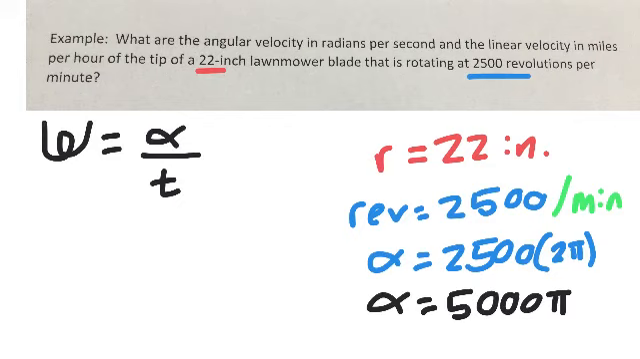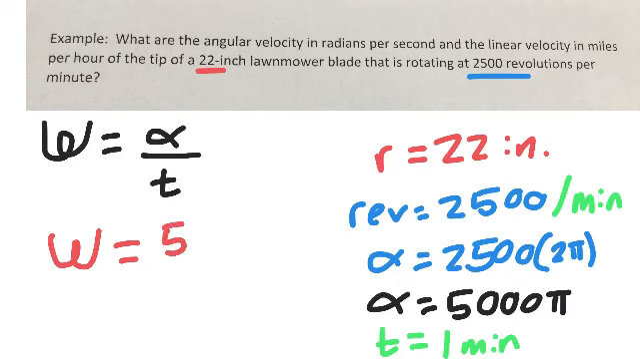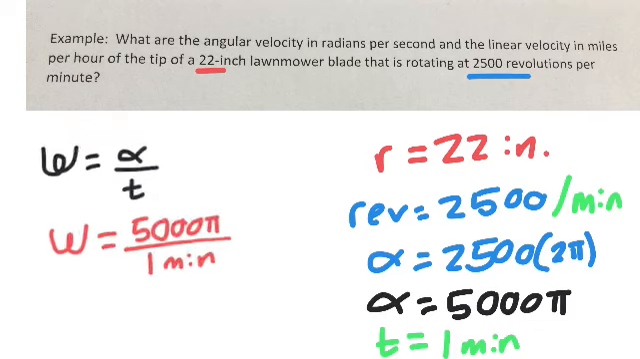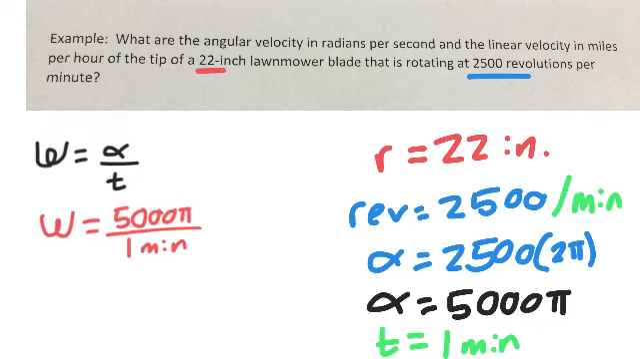So my alpha is 5,000 pi, but they did that in 1 minute. So I don't actually have to write that down yet. Let's say t is 1 minute. So now when I plug in, that's going to give me omega equals 5,000 pi over 1 minute. So if it asked me what was their speed in radians a minute, I'm finished. But it asked me for the angular velocity in radians per second. So I've got to convert from minutes to seconds.